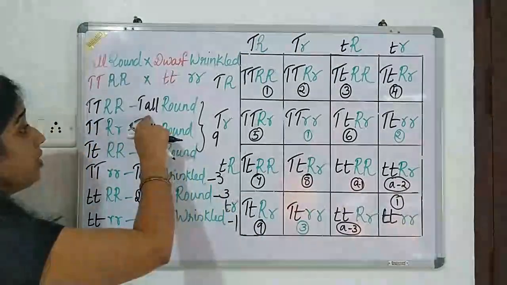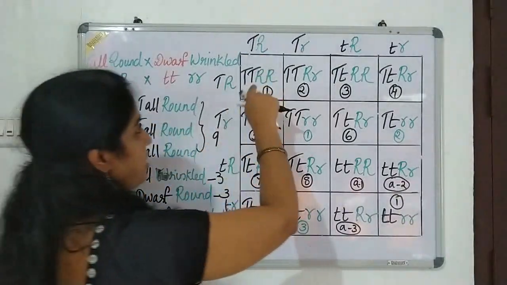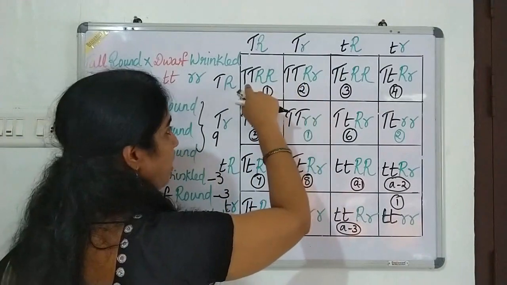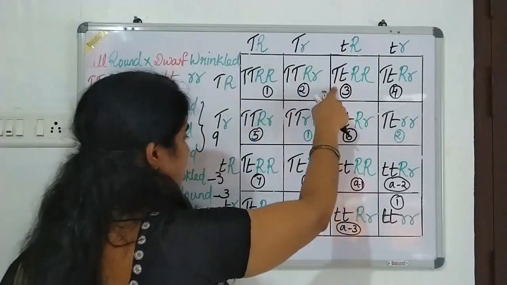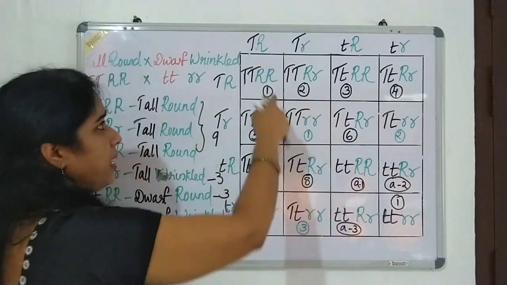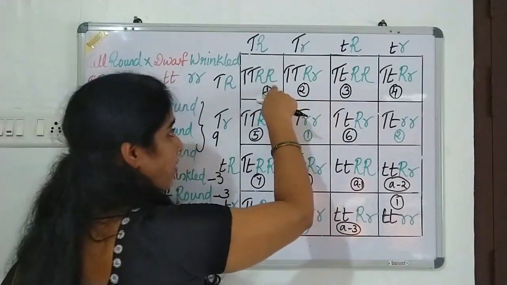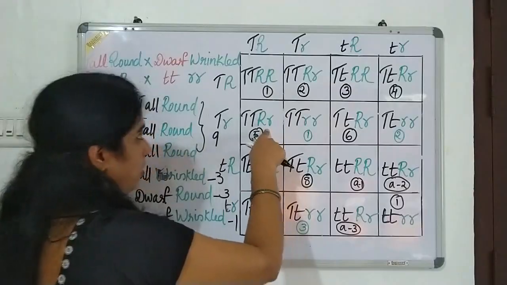Total 16 plants were produced. Among that, 9 were tall, round. You know, different conditions are there for becoming tall. You know, 2 conditions. This can also be a tall plant. This can also be a tall plant. So round also 2 conditions are there. This type of plant can be round and this also can be round.